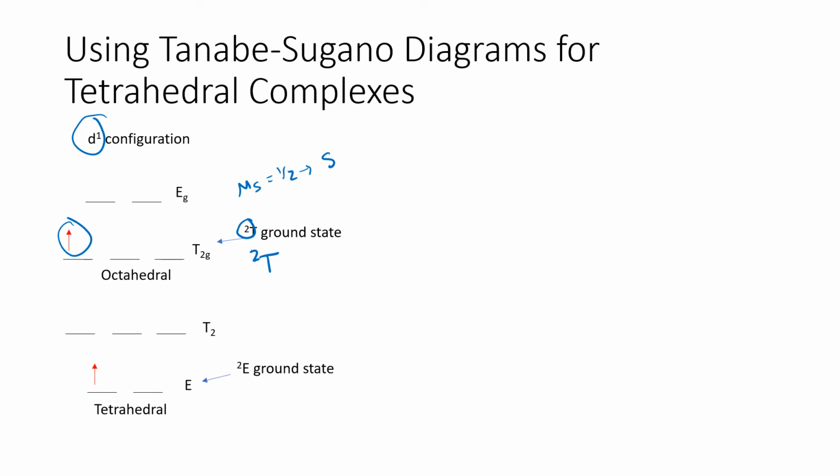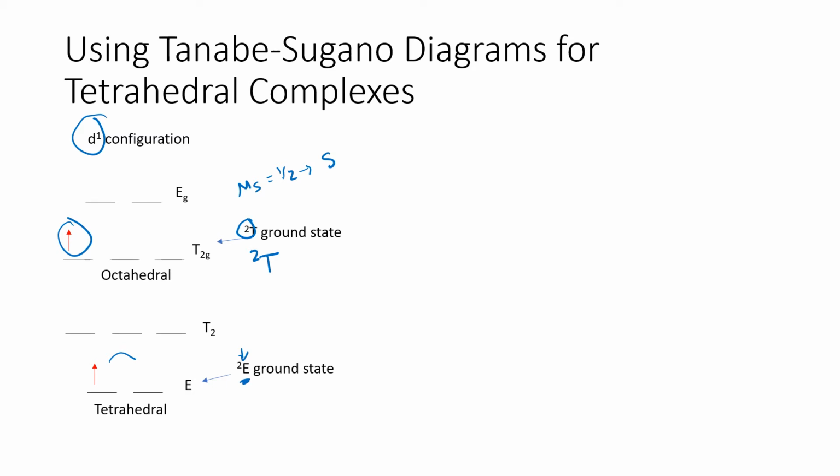For the tetrahedral case, it's a doublet E for basically the same logic, except that now we have a doubly degenerate term. We could have this electron in either of these 2 positions. If you go through the full derivation to figure out the group theory of this thing, you'll find that it's in this E, doubly degenerate representation. Okay, and it's also a doublet for the same reason as we had before, a single unpaired electron. So a doublet E is the ground state there.